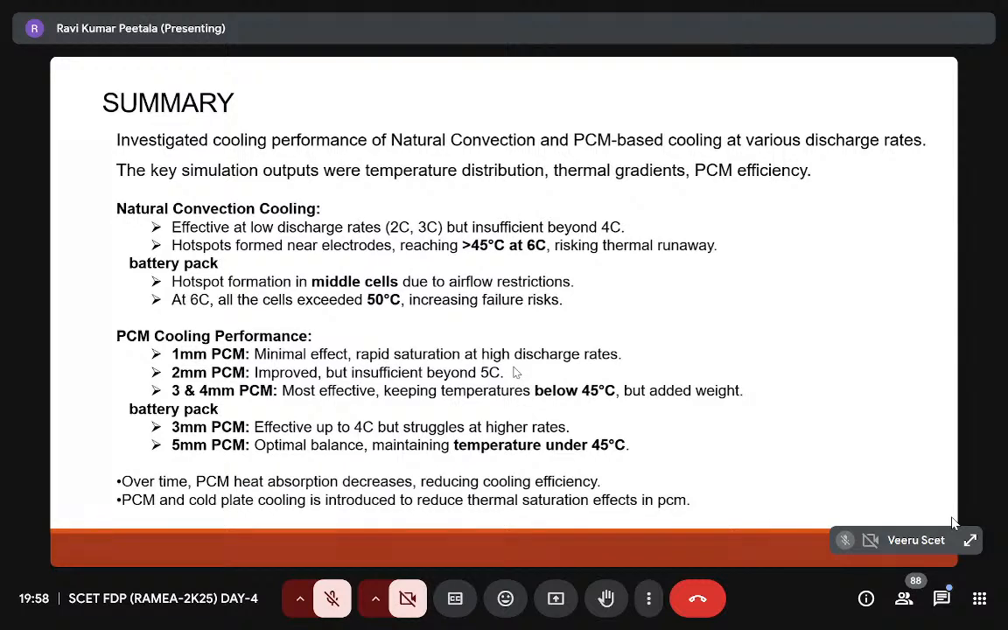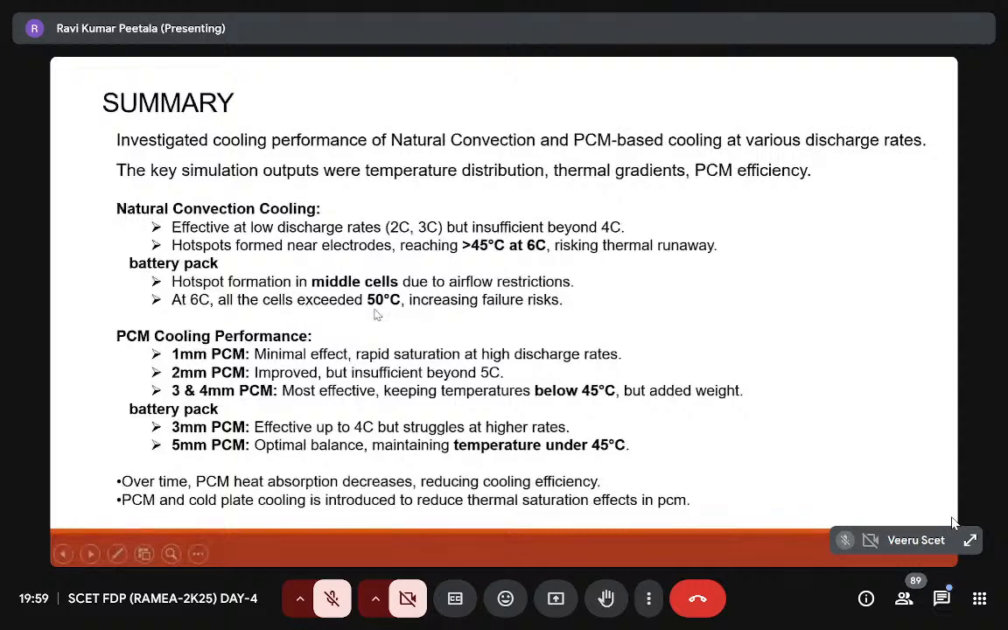Natural convection cooling is effective at low discharge rates. If we increase to 4C and 6C rates, hotspots are observed within the cells. So natural cooling may not be sufficient to address the hotspots in the battery. If we use the 6C rate, the temperature reaches 45 degrees Celsius, which is not good for the battery. The life will decrease, and thermal runaway may take place if you draw more power from the battery cell, so this is not suggested for the 6C rate with natural convection.